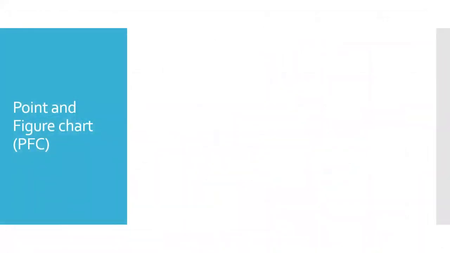A different kind of chart, a totally different kind of chart, is the point and figure chart. In all the previous charts, the line chart, bar chart, and candlestick chart, on the x-axis we take time, and on the y-axis price or volume can be taken. In PFC, the x-axis doesn't represent time. On the x-axis, time is not taken, and on the y-axis we show only significant price changes. So this chart is slightly different from other charts.